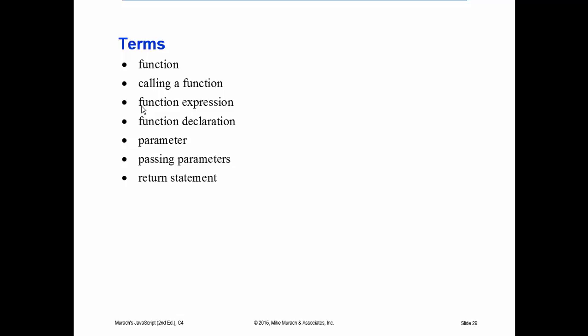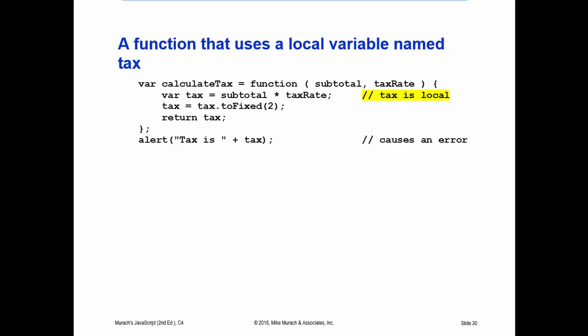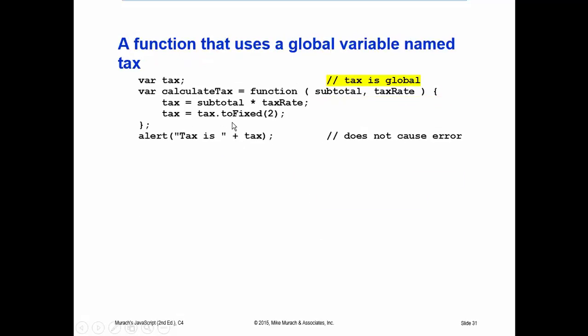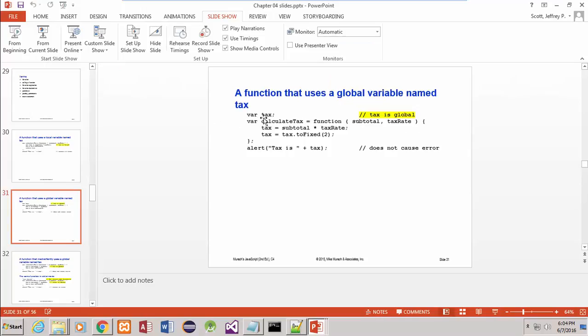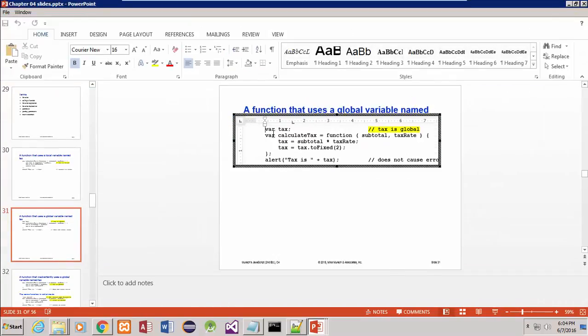All right. Functions, calling functions, function expressions, function declaration, parameters, passing parameters, and return statement. These are all things you've been introduced to, and we're going to learn more and more as we go on. Here is an example. Again, notice what we're saying there. Var calculate equal function. All right, that looks a little bit confusing to most people. This function, literally, and I hate double clicking on these, but I'm going to anyway. That function is right here.